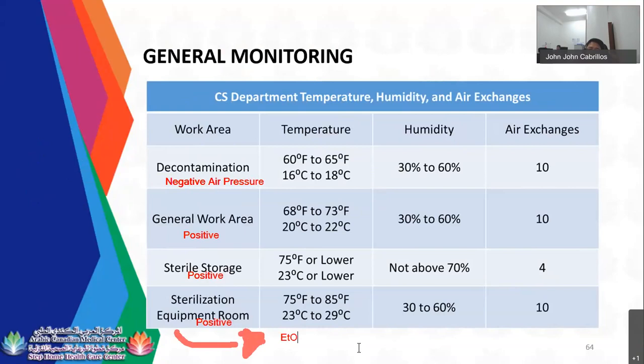So ETO, if they are using ETO, so the room should be negative air pressure. So negative air pressure, so that your ETO is a hazardous or toxic substance or toxic gas. Okay, if in case there is a leakage, the reason why it should be negative, so that the toxic air cannot escape on the decontamination room, on the sterilization equipment room and cannot contaminate other rooms. So if you are using only autoclave, you are using hydrogen peroxide, you are using ozone, it should be positive air pressure. But if you are using ETO, it should be negative.